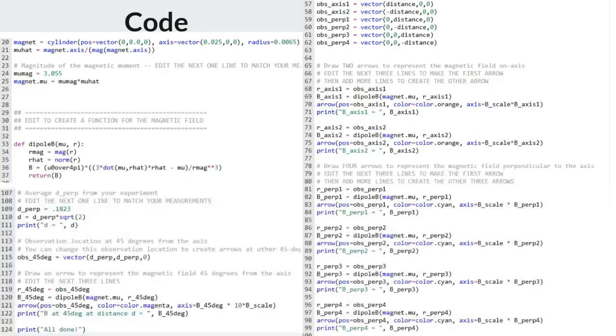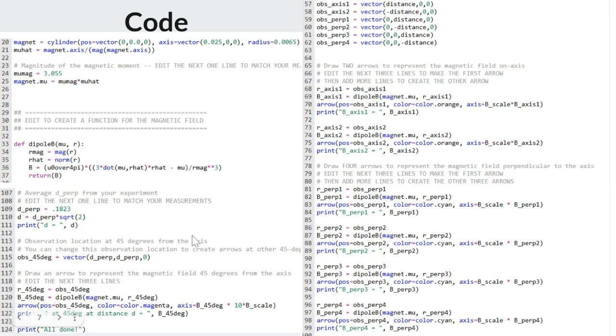And then this is my code for the GlowScript. We started by making a cylinder for the magnet, and then we defined the dipole moment using R hat and R mag and the magnetic field. And then over here we set up all of our axes where we wanted to put our observation location. And then we found the two on-axis arrows. Then we found 4 off-axis arrows.